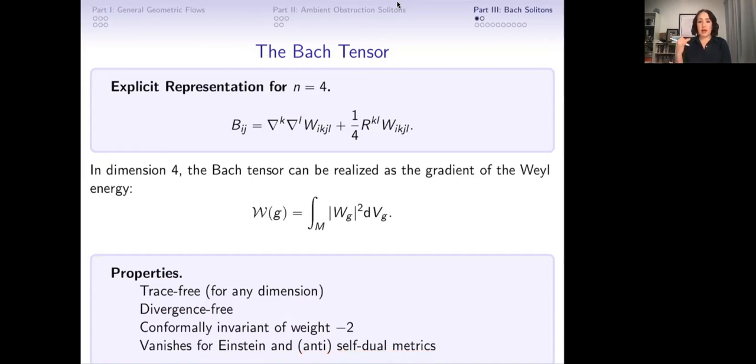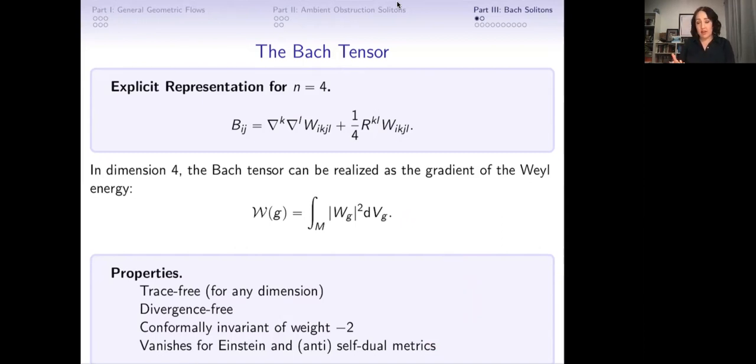These three types of metrics, Einstein, self-dual, and anti-self-dual, were already considered to be interesting metrics. They were already probably candidates in this whole search for a best metric. So the fact that the Bach tensor flags these, marks them as 0, means two things: A, the Bach tensor is able to mark interesting things, and B, that these are also going to be critical points of the vital energy and of the Q energy in dimension 4. So it points to these other objects as also being interesting as a consequence.